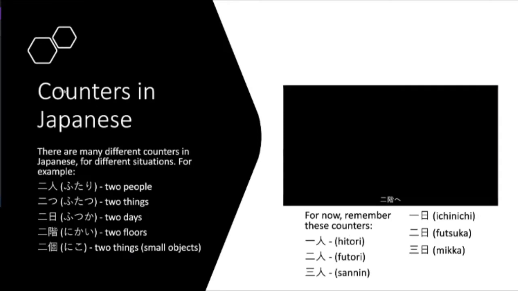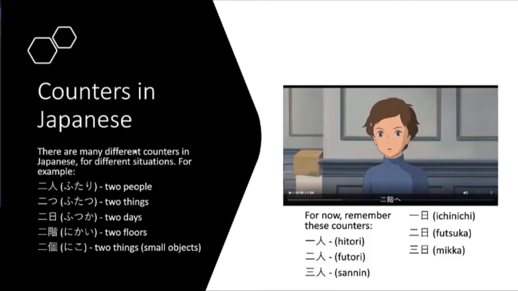So when we're talking about nikai, we're going to encounter a little topic called counters, and there are so many counters in Japanese that it's hard to remember them all at first, but they're all used for different situations. So just introducing some of the counters that you can come across. If we're looking at the number two, and the different counters that we use for it: two people or a couple, we've got futari. Two things, it's futatsu. Two days, it's futsuka. Two floors, just as what we did, that's the second floor, nikai. Or two small objects, niko. And there are a lot of different counters on top of that.